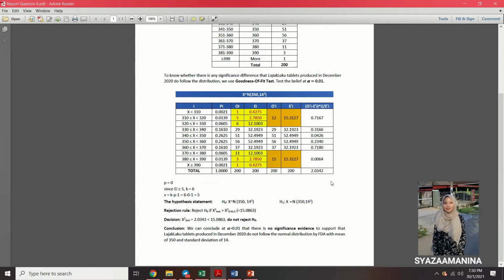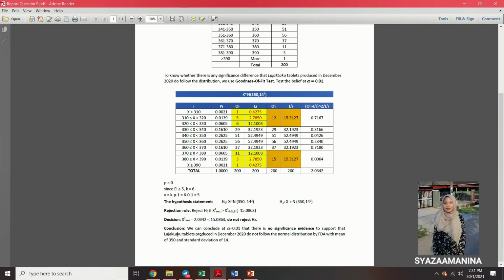Now we can compare the test statistic with the critical value in the rejection criteria, where we will reject H0 if the chi-squared test statistic is larger than chi-squared 0.01, 5, which is 15.0863. Since the chi-squared test statistic is equal to 2.0342, which is smaller than the critical value, we do not reject H0.